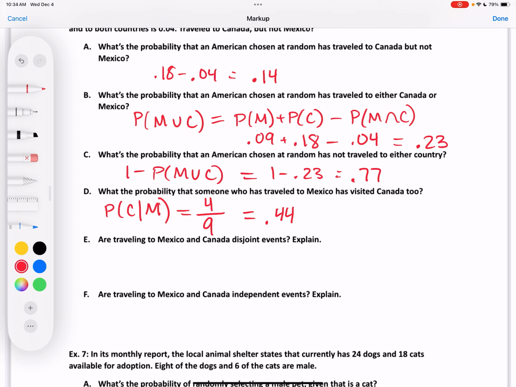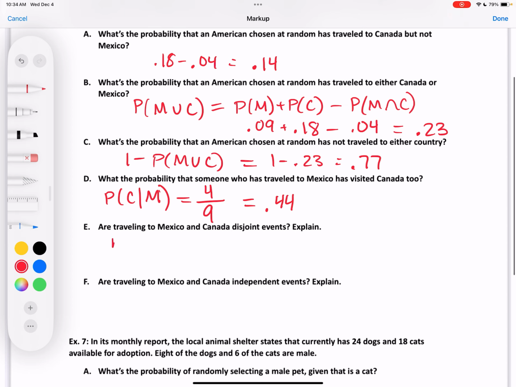All right, let's try this question again like we had yesterday. Are traveling to Mexico and Canada disjoint events, also known as mutually exclusive? Oh, no, because they haven't overlapped. Correct. No, because some people have been to both. So there's always gonna be no if there's overlap, right? Correct. Okay.